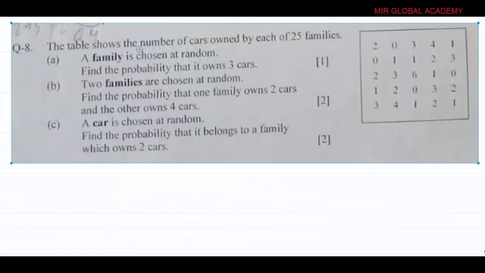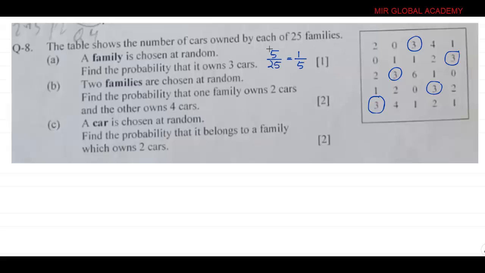The table shows the number of cars owned by each of 25 families. A family is chosen at random. Find the probability that it owns 3 cars. Be careful, right now a family is chosen at random, and this table is showing the number of cars owned by each family. So these are the families who own 3 cars: 1, 2, 3, 4, 5 families out of 25 families. So the probability is 5 over 25, which is 1 over 5.